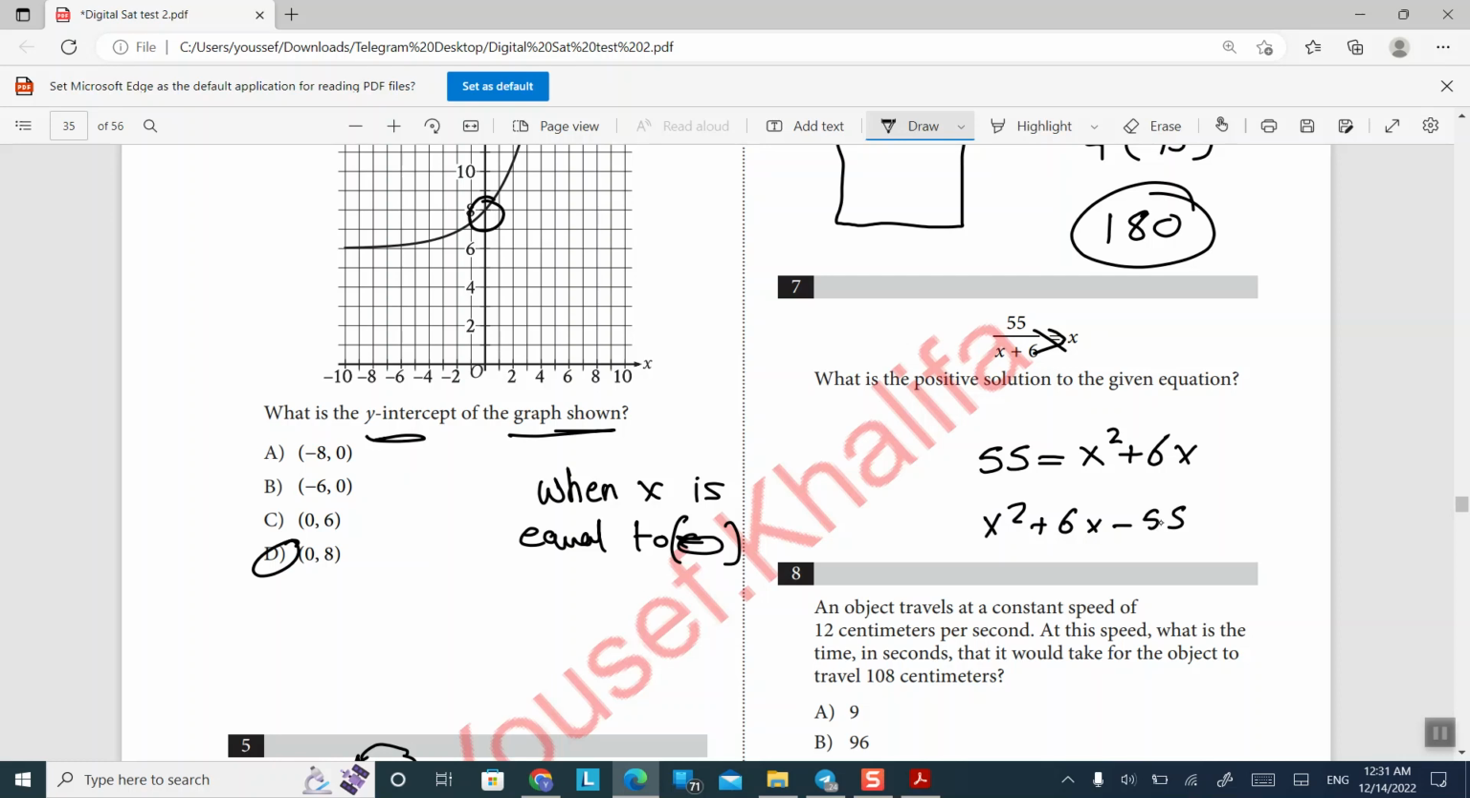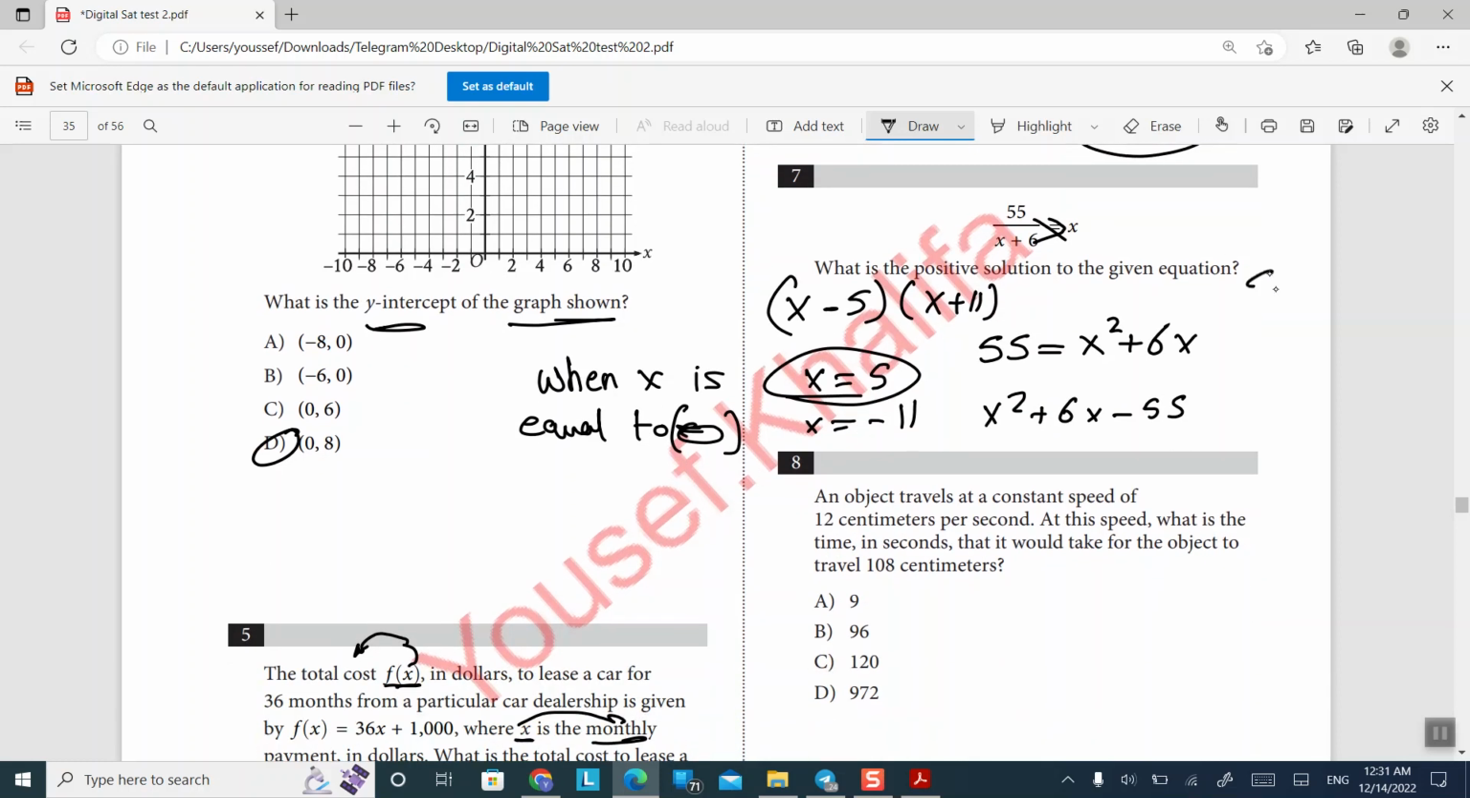Using your calculator or using the product sum and sum theorem, you find out that the factor for this equation is (x - 5)(x + 11). So x is equal to 5 and x can be equal to negative 11. The positive solution is x equals 5. So the answer here is 5.